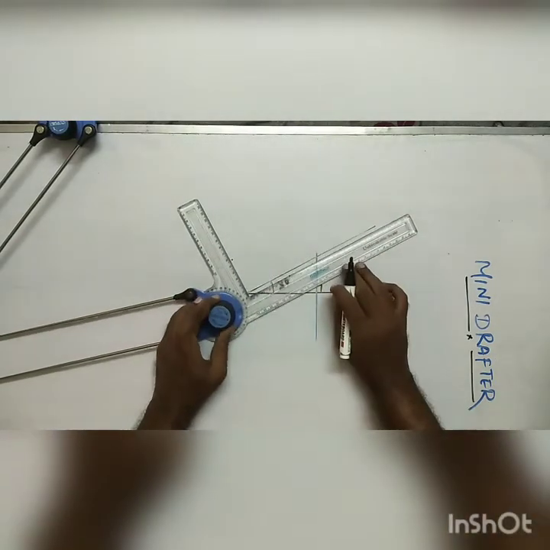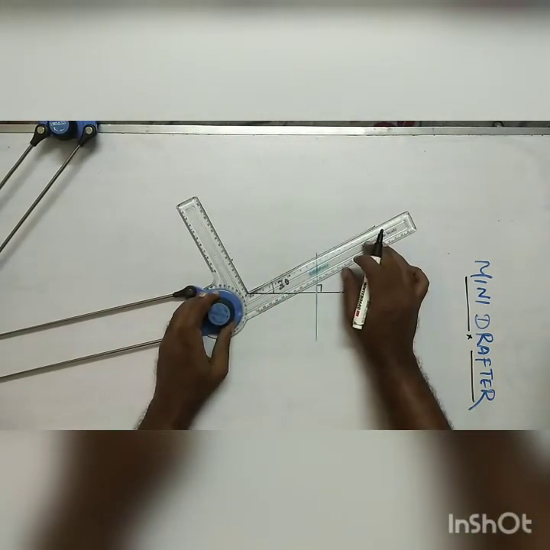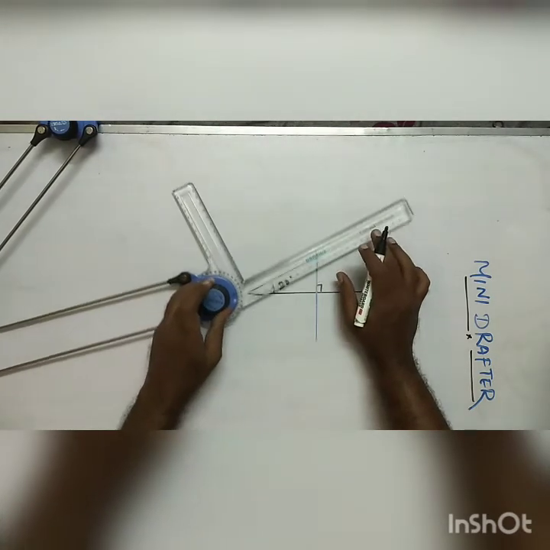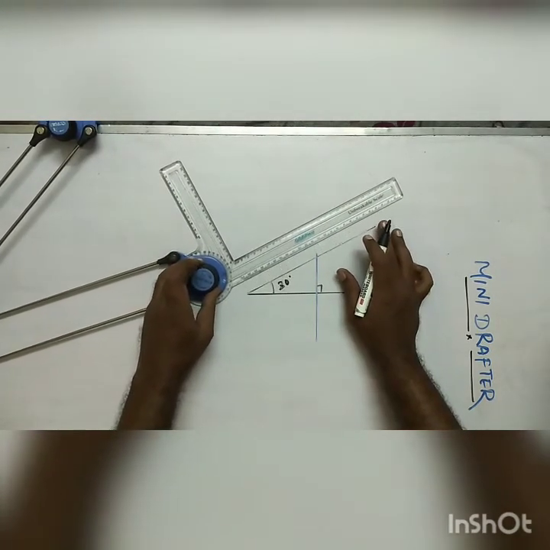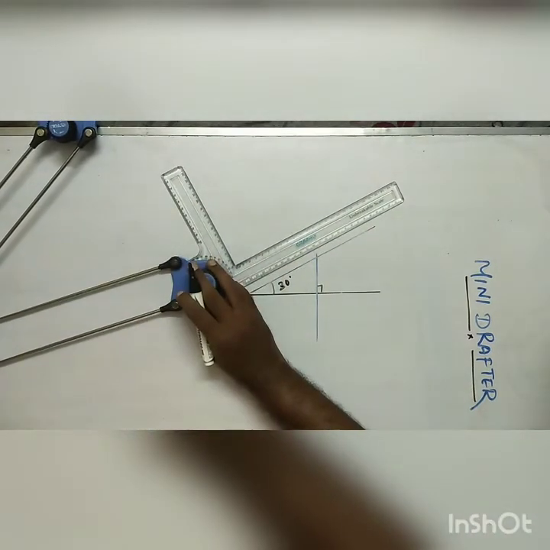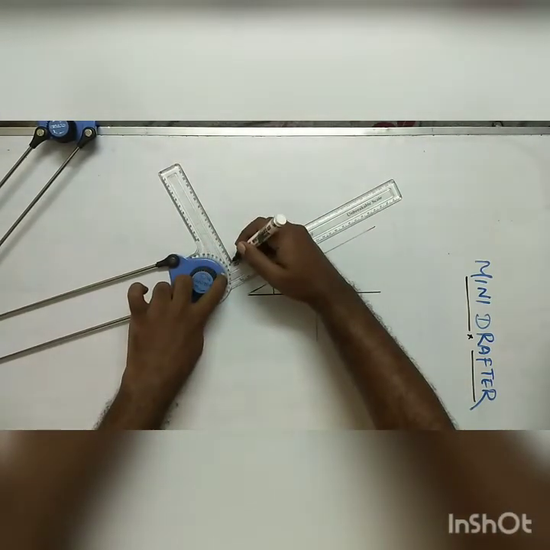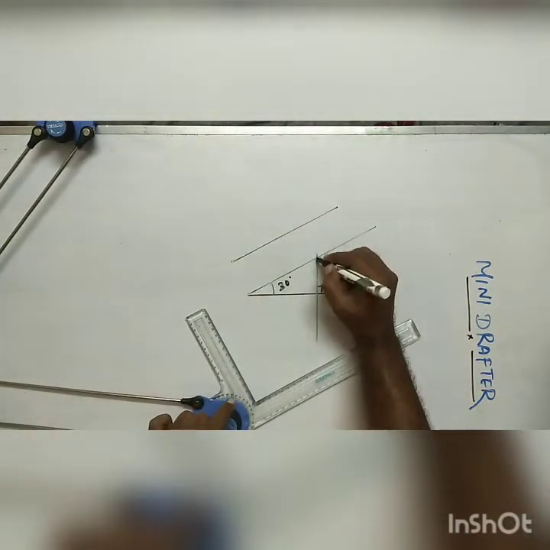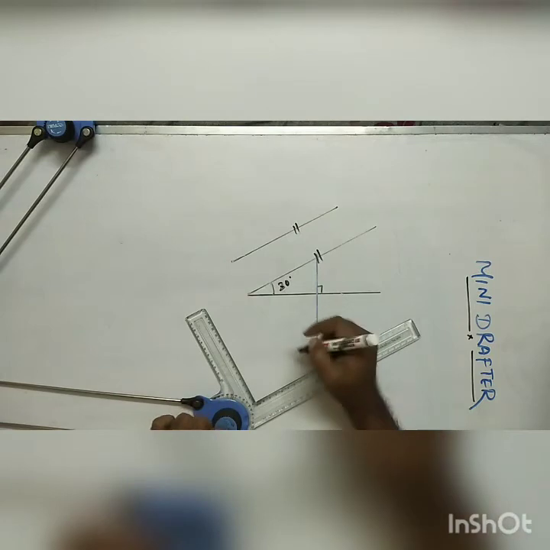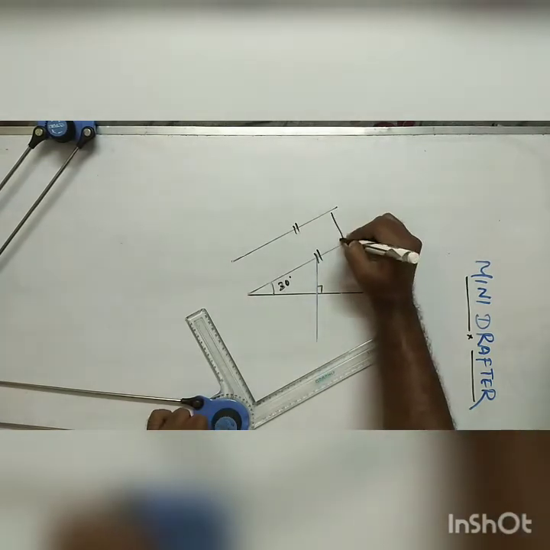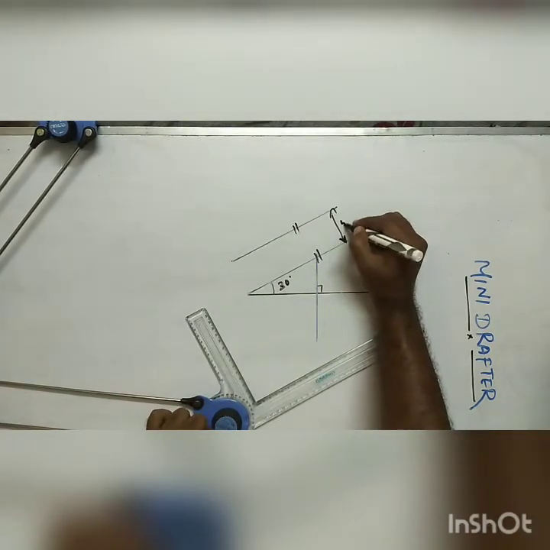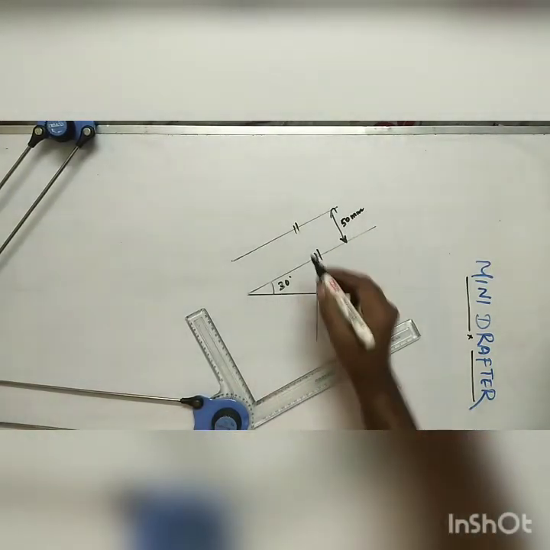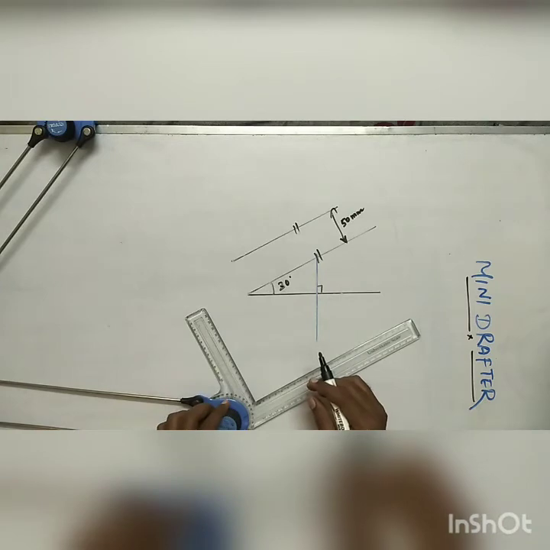You tighten this knob. Now you keep this 30 degree line parallel to the scale. Tighten the knob, don't loosen the knob, that's very important. Move the scale to that same position. If you move that scale and draw a line, these two lines are parallel to each other with some distance. Here I have taken around 50 mm. Within a fraction of a second I can draw parallel lines, right?